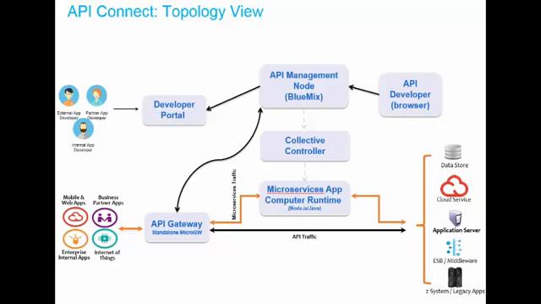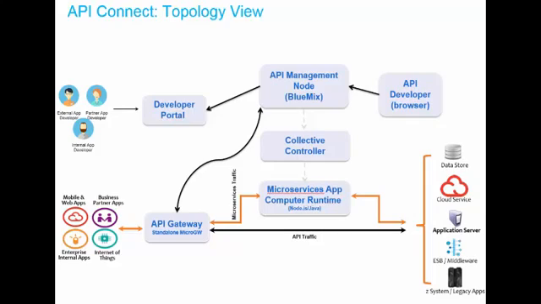The API management node also connects to the API gateway, which in this particular case is the standalone micro gateway. This standalone micro gateway will be running on the developer's local machine. Once that gateway is up and running, it can then reach out onto the network to any sorts of resources within the enterprise or outside the enterprise that you direct it to get to.